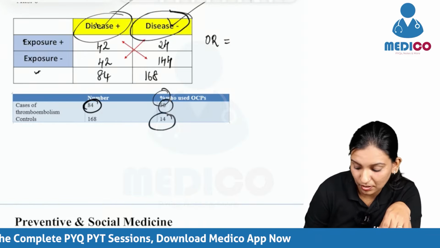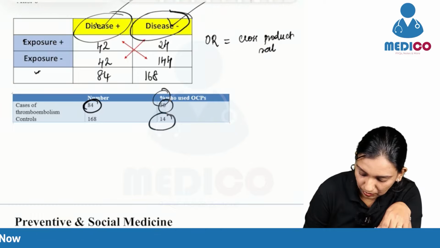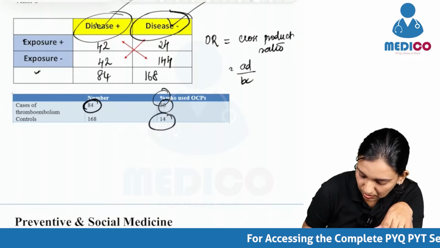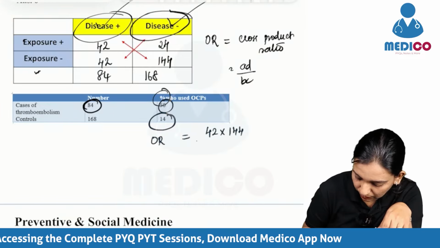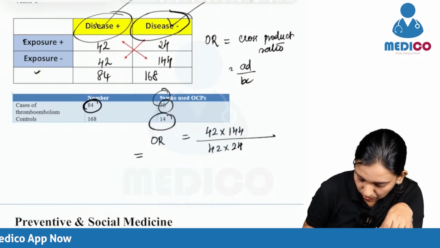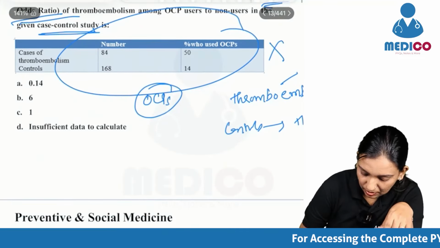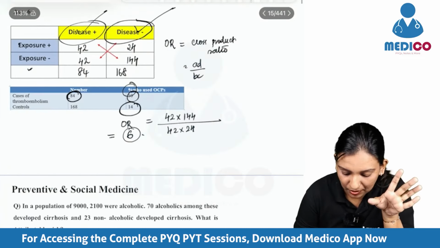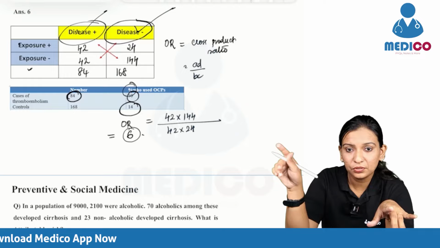Odds ratio is also known as the cross product ratio, right? Or AD by BC. You just do the cross product. So in this case, your odds ratio becomes 42 into 144 divided by 42 into 24, which comes to 6. So in this question, your answer is 6. 6 is the odds ratio in this question. I hope that is clear. So when you're asked to find out the odds ratio, make the 2 by 2 table first and then do the cross product ratio.